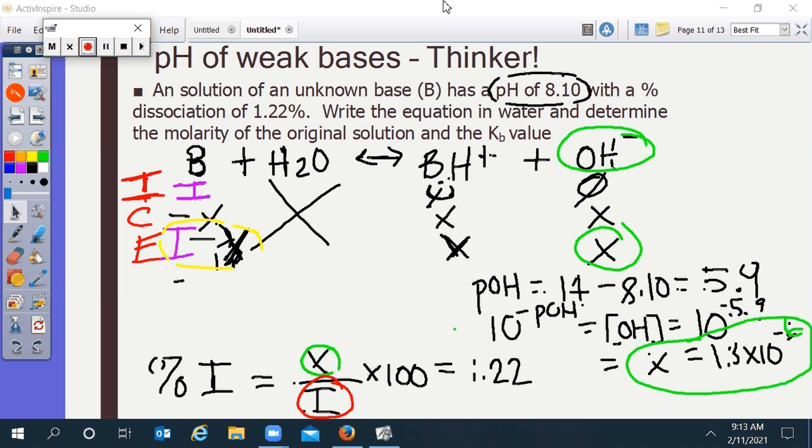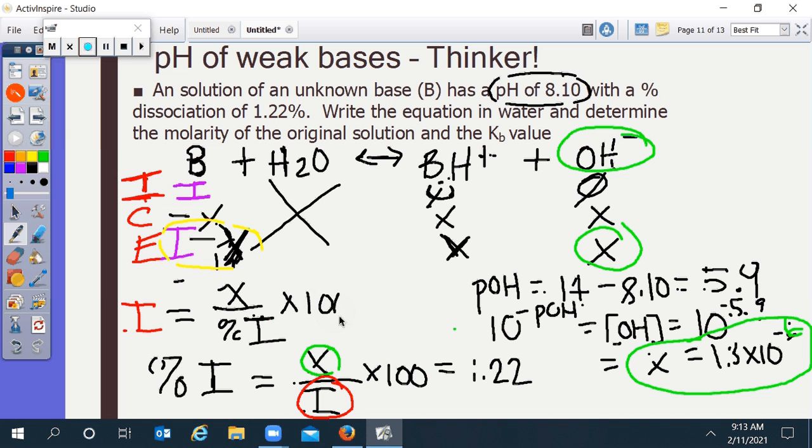All right, so what I'm going to do is rearrange this equation to solve for I. Okay, so what we get is I equals x over percent dissociation, or I, let me just make it the same variable, sorry, percent I, times 100.